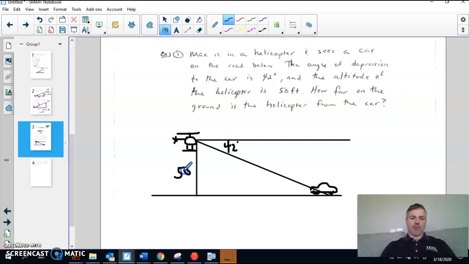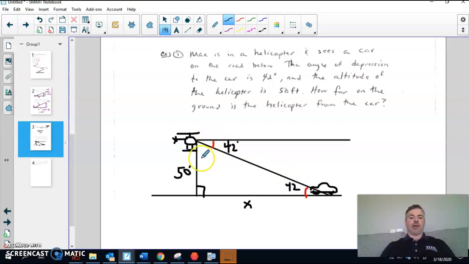Let's figure out what they want to know now. It wants to know how far on the ground is the helicopter from the car. That would be this distance down here. My right angle would be here. This 42 degrees, remember, is alternate interior with the angle of elevation from the car to the helicopter. So this is also a 42-degree angle right here because of alternate interior angles.